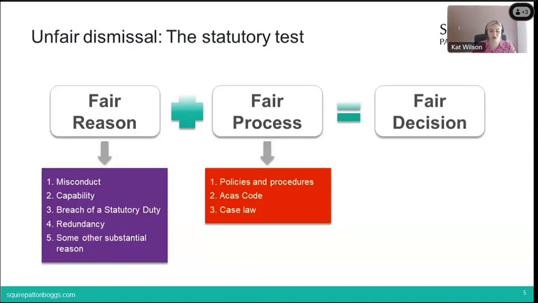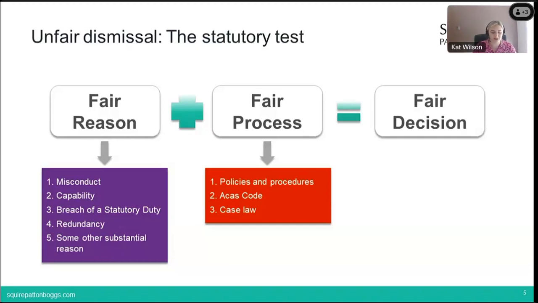So before we go on to the mechanics of handling a disciplinary matter, I thought it's first worth just reminding ourselves of what an employment tribunal will expect to see if a dismissal for misconduct ends up in a tribunal. So at a very simple level, as I've put down on the slide, fair reason plus a fair process equals a fair decision, which sounds fairly straightforward, but as we all know, sometimes it's not as straightforward as it may seem.